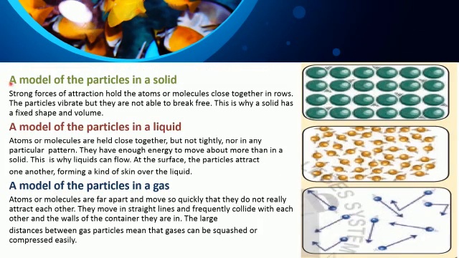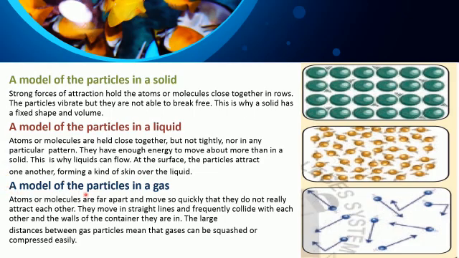Next we have a model of particles in solid, liquid and gases. Strong forces of attraction hold the atoms or molecules close together in rows. The particles vibrate, but they are not able to break free. That's why a solid has a fixed shape and volume. A model of the particles in a liquid: atoms or molecules are held close together, but not tightly, nor in any particular pattern. They have enough energy to move about more than in a solid. That's why liquids can flow. At the surface, the particles attract one another, forming a kind of skin over the liquid.